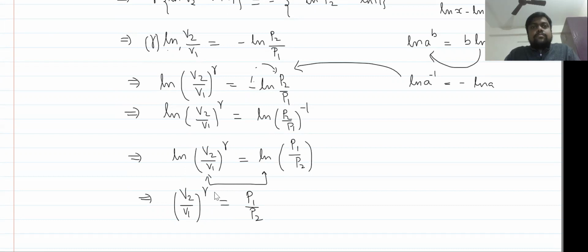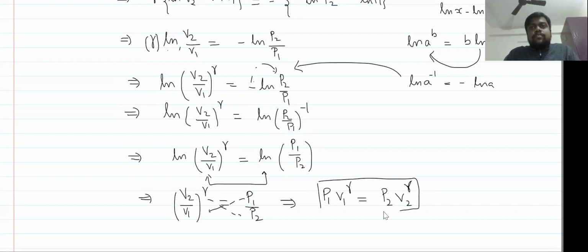So if you cross multiply this equation, you will be getting P1 V1 to the power gamma. This will be multiplied this side and this one will be multiplied this side. You can write P2 V2 to the power gamma. So this is the relation which we wanted to find out. So if these two are equal, we can write that for any initial and final pressure, it will be PV to the power gamma is equal to constant. This is the relation which we had to find. So this is the final result for this.